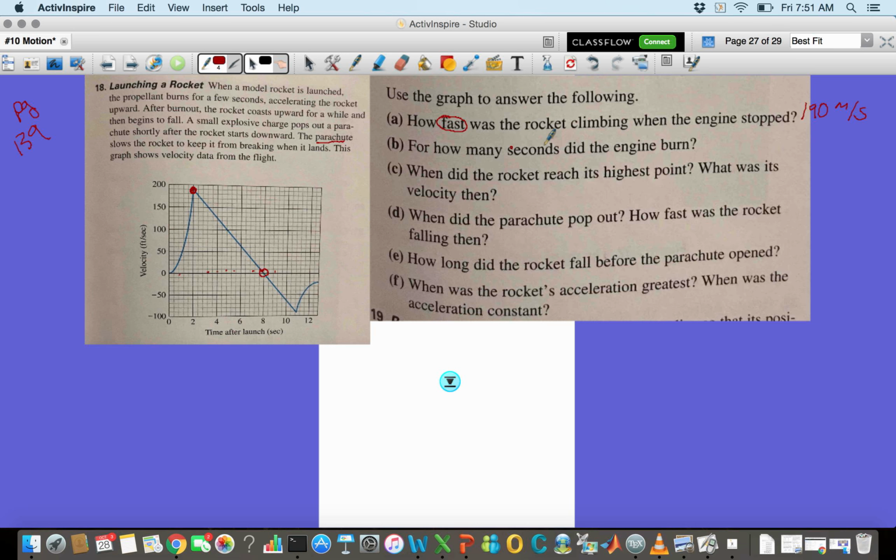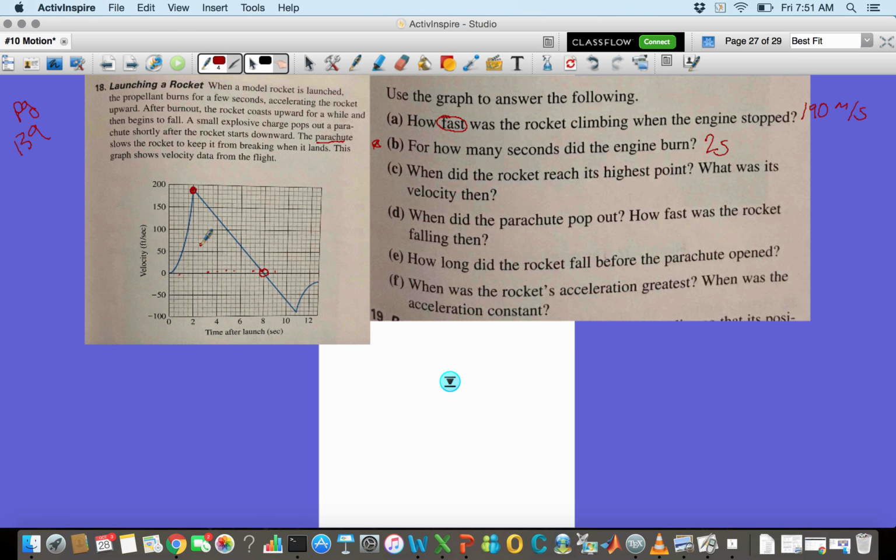Part B, for how many seconds did the engine burn? This one would be tricky. It's tempting to say that the engine is burning perhaps all of this time, or maybe from here to here. But if we take a look at our graph, the engine is burning only for the first 2 seconds, whenever our acceleration upward is the greatest. So the engine is burning for about 2 seconds, from 0 to 2.